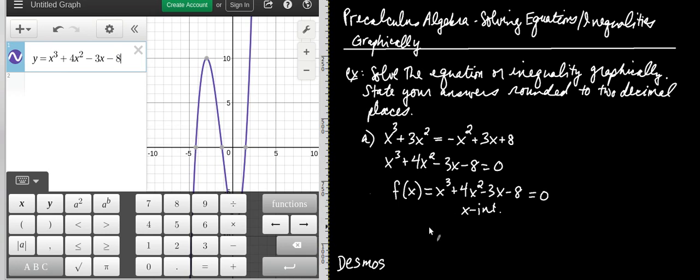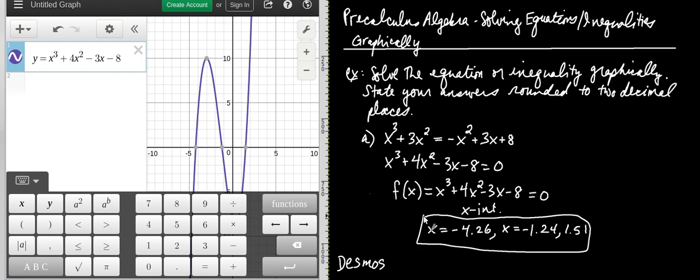So my answers would be x equals negative 4.26. That's the first one. Where's the next one? x is equal to negative 1.24. And the final one would be right here at 1.51. So the x-intercepts of my graph are where this is equal to 0. That's the same thing as saying the solutions to this being equal to 0 are the same as the solutions to this top equation. So these would be my 3 solutions that I found graphically using Desmos.